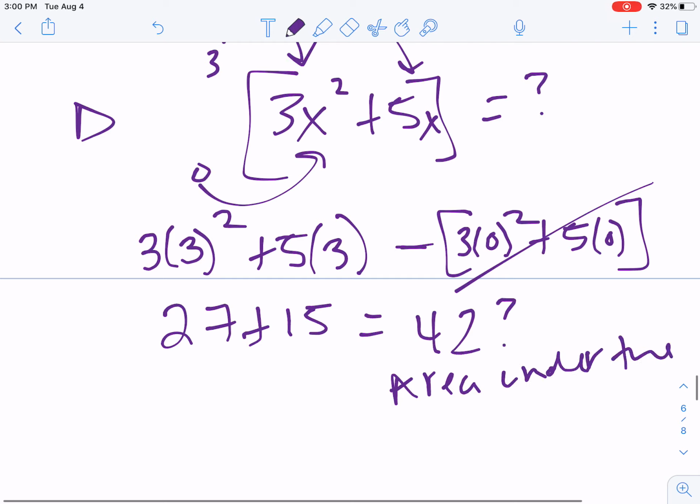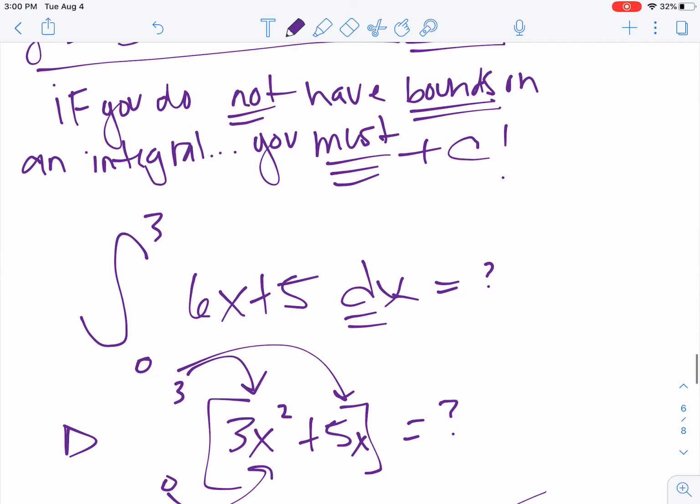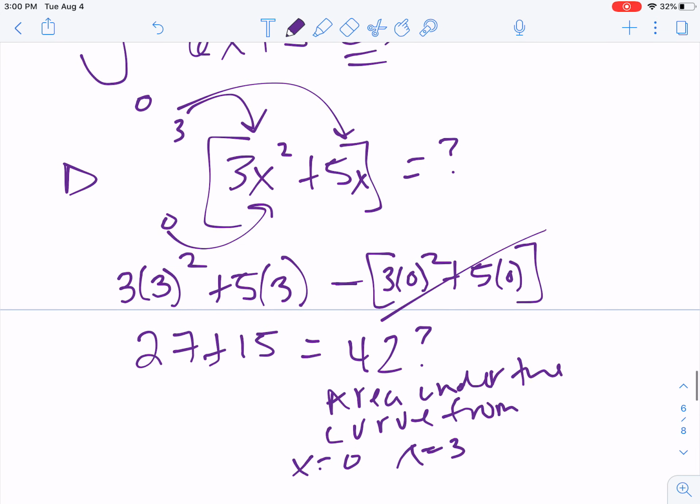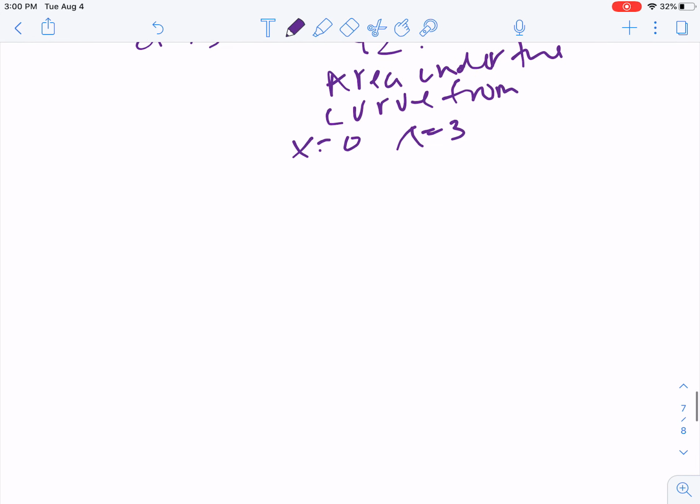under the curve from x equals 0 to x equals 3. That's what we just did there. I just told you a lot. Let's go back to the original. How to undo the power rule.